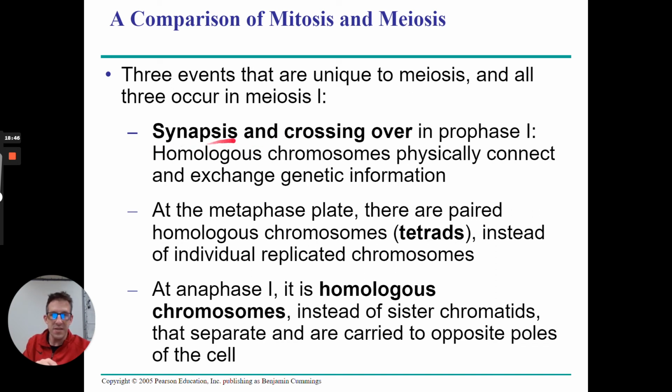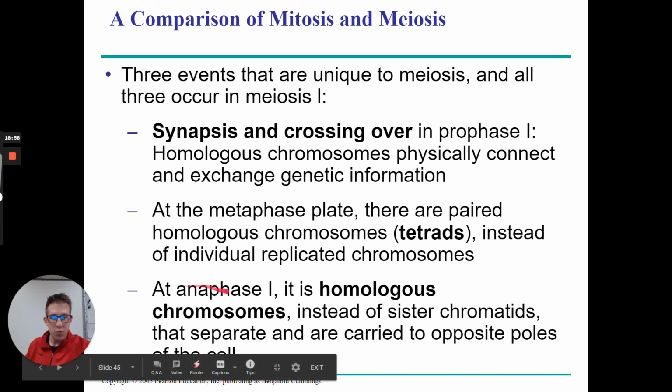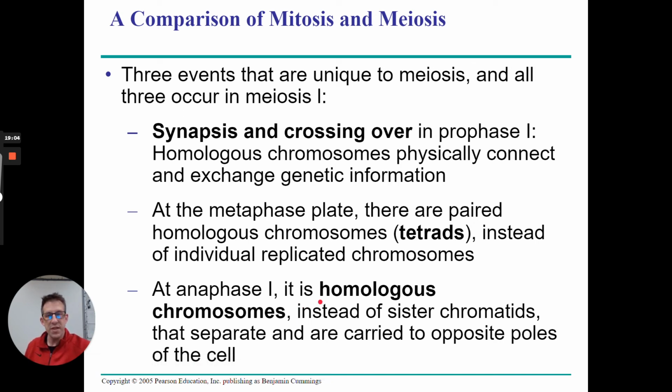I've talked about the synapsis and the crossing over that happens in prophase 1. And then at the metaphase plate there are paired homologous chromosomes instead of individual replicated chromosomes. And then in anaphase 1, it's the homologous chromosomes that separate instead of sister chromatids. All of those things are things that I expressed to you that you probably should know.